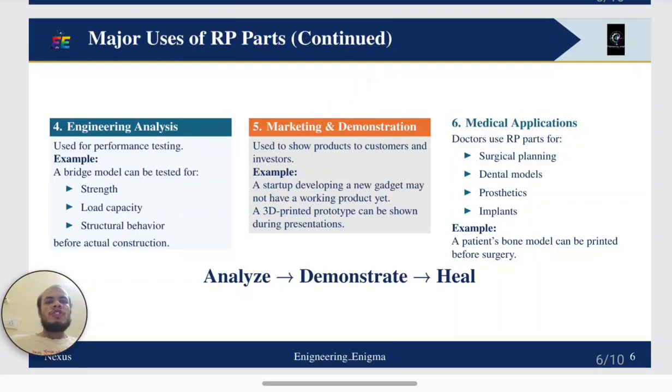So the last one is the most important one. In rapid prototyping, doctors use RP parts for surgical planning, dental models, prosthetics, implants. Imagine a patient requires complex bone surgery. Doctors can first print the model of the patient's bone, then they study the surgery beforehand, and this improves the safety and accuracy. In healthcare, RP parts help save lives. That is the major application I can say of the use case of RP.